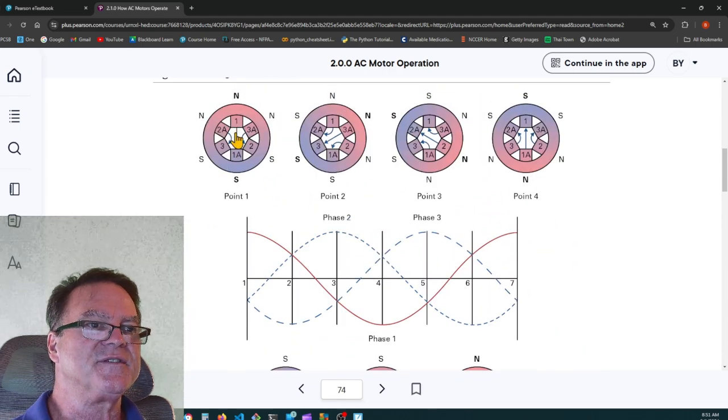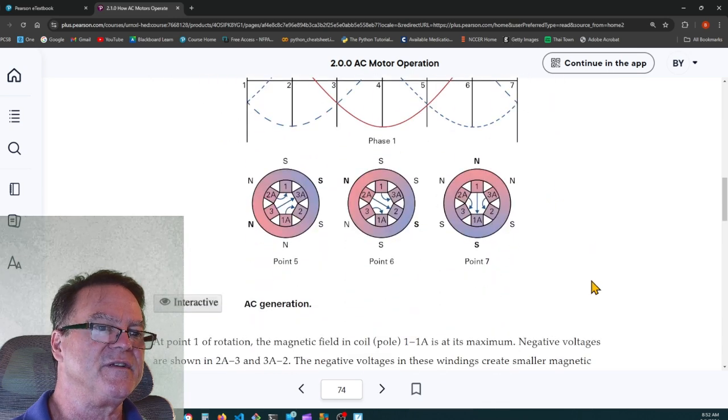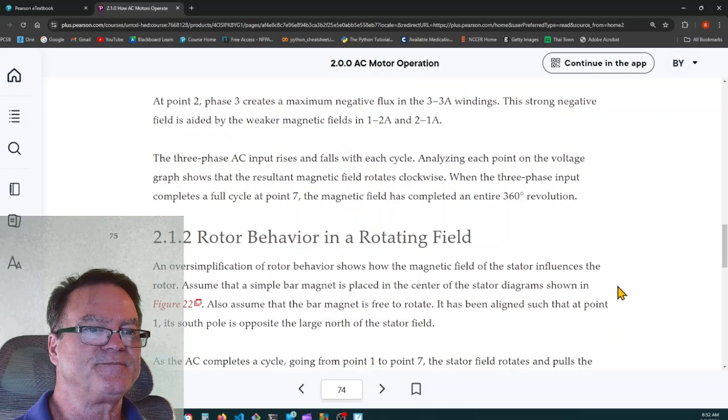right here, the south pole of this permanent magnet that they've placed inside here, that's not really what it is, but we'll pretend, is going to face the north. And as this north rotates 360 degrees, so too will the south pole of that permanent magnet. It'll rotate if it's allowed to spin freely.